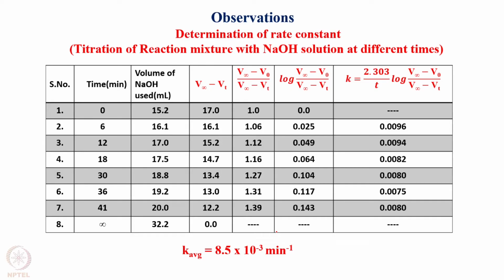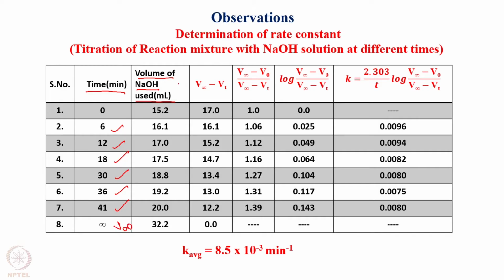This table shows the values of time at which the solution is withdrawn and the volume of NaOH which is used to titrate the solution. So at different times the solution is withdrawn from the flask that we had kept, which contains the acid and the ester. We withdrew the solution at 6 minutes, 12 minutes, 18, 30, 36 and 40 minutes, and the initial value is the value of V naught, and the value which corresponds to different times is Vt. After heating the solution, the value that we obtain is known as V infinity.